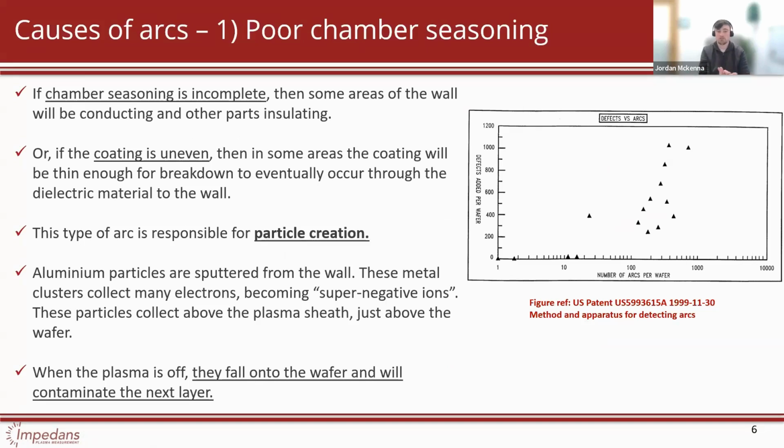This type of arc is responsible for particle creation. What occurs is we have aluminium particles sputtered from the aluminium chamber wall, and these metals cluster and collect electrons, becoming super negative ions. Then these particles collect above in the plasma sheath, and they sit there until the plasma is turned off. As soon as the plasma is turned off, they fall onto the wafer and contaminate the next layer.